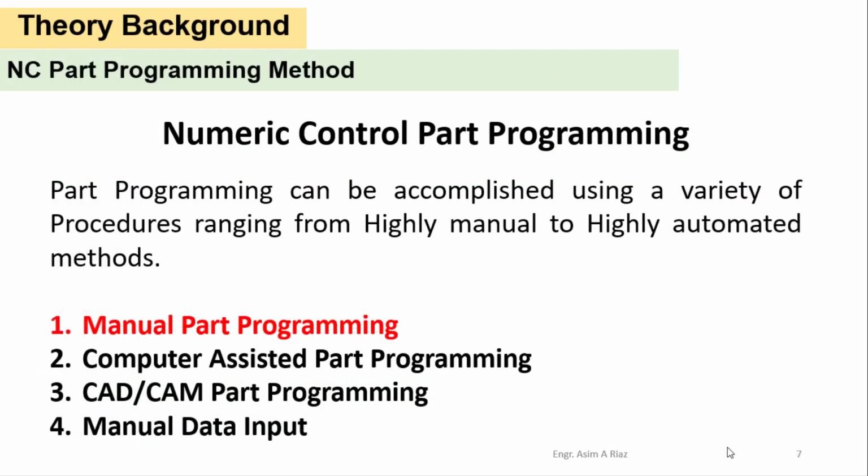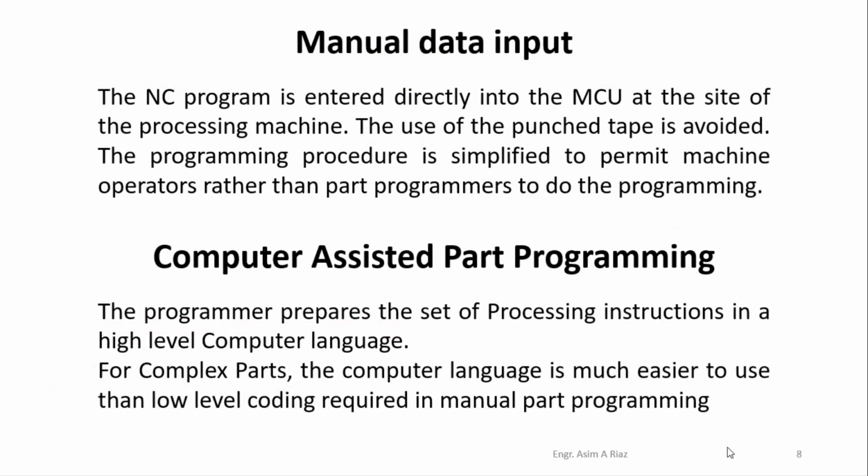NC part programming methods. We have different methods available which are usually used for part programming. Part programming can be accomplished using a variety of procedures ranging from highly manual to highly automated methods, which include the manual part programming method, computer assisted part programming method, CAD/CAM part programming, and manual data input.